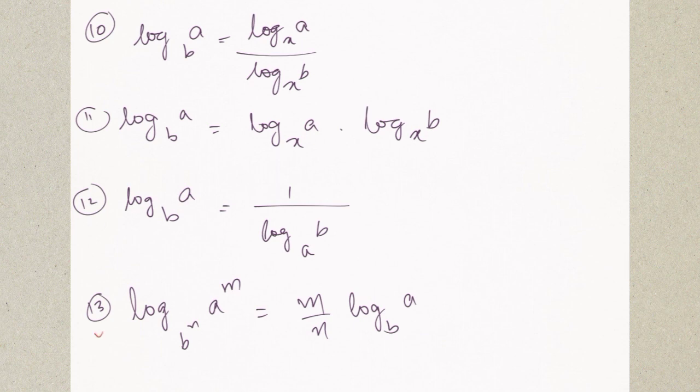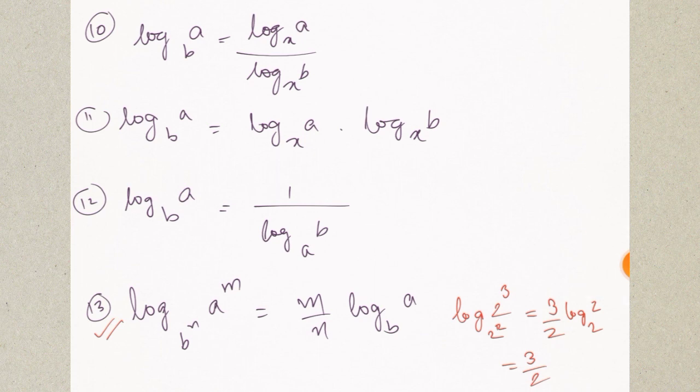So this one is clear, right, for you? Suppose the logarithm of 2 cube to the base 2 to the power 1, you can write it as 3 by 2 logarithm of 2 to the base 2, that is nothing but 3 by 2. Understood? This is how it works. Okay, next.